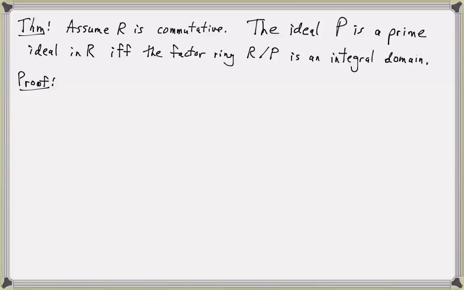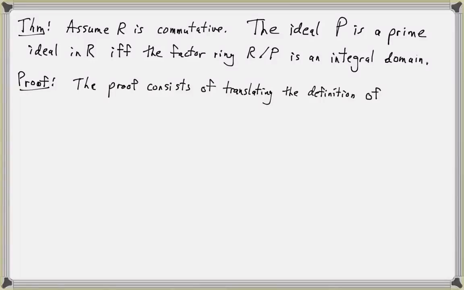So the proof is not as involved as the previous theorem, and actually the proof consists of merely translating the definition of a prime ideal into the language of factor rings.